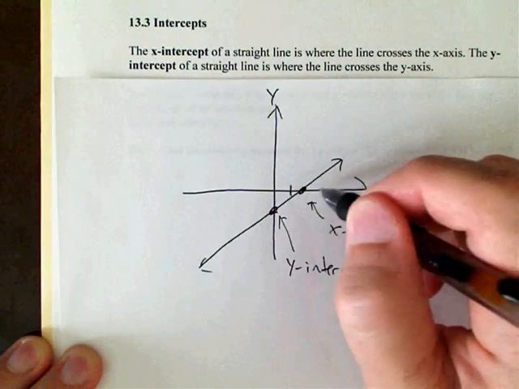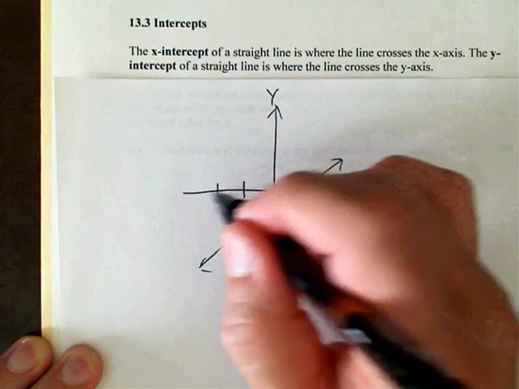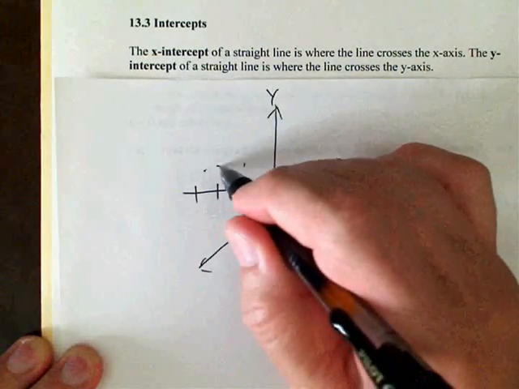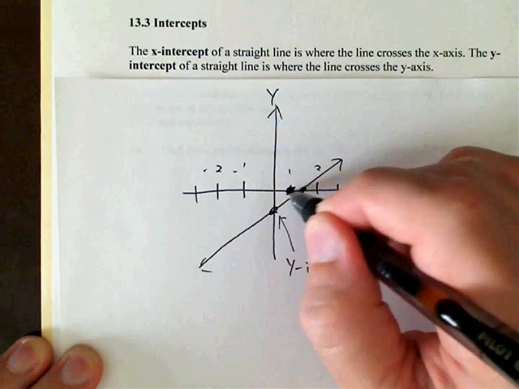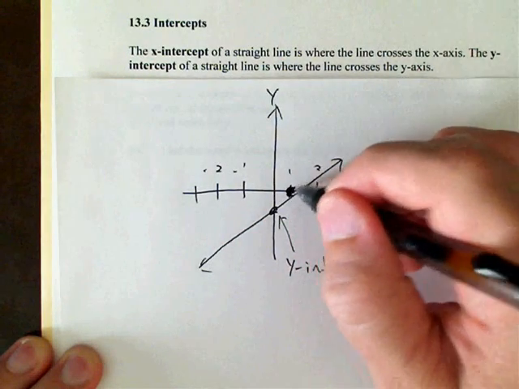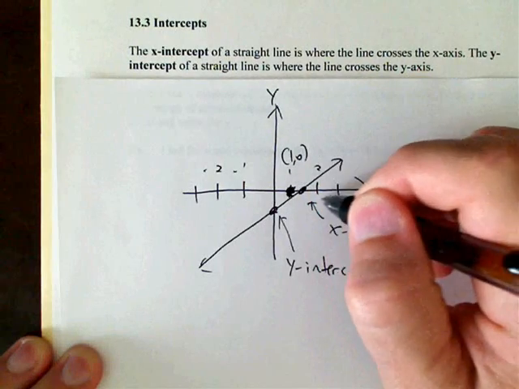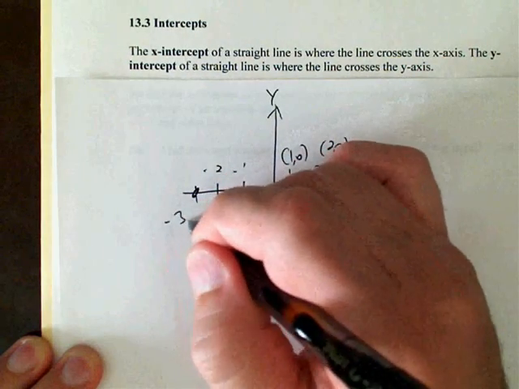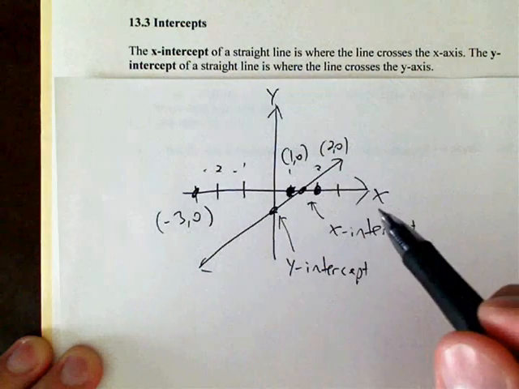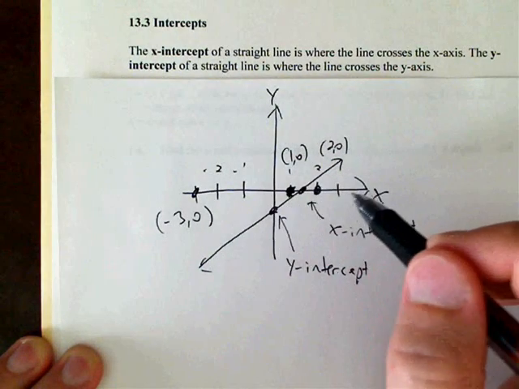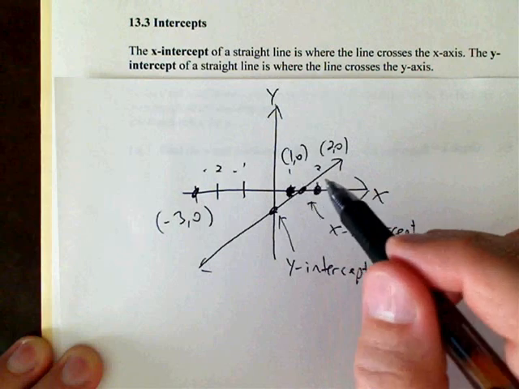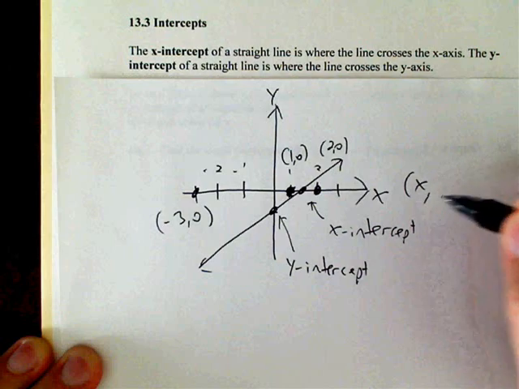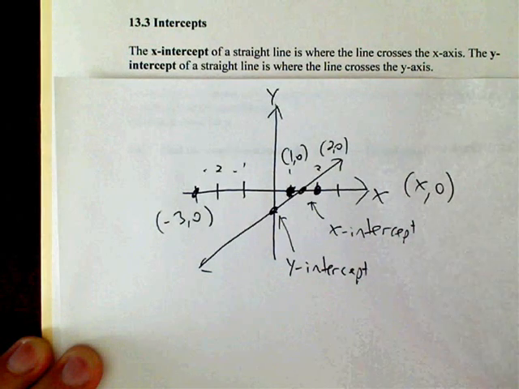And if we were to label a few points on this x-axis, and we're counting by ones, if you were asked to signify what this point is, you would say that point is 1, 0. This point would be 2, 0. This point will be -3, 0. And if you do all of those points, which you can't, but if you were, you see a pattern develop. Every point on the x-axis has a y value of 0. So an arbitrary point on the x-axis would be x, 0.